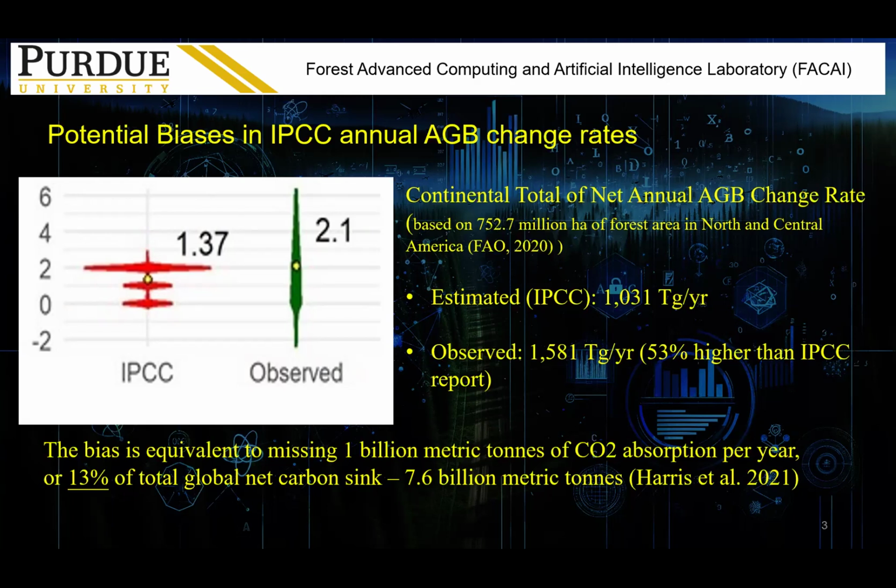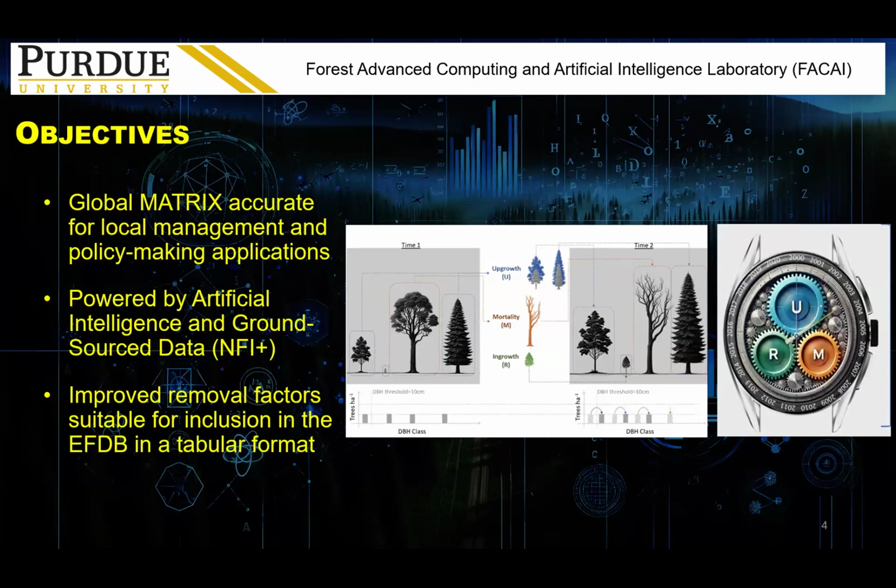So what this says is that if we are relying on the IPCC table at a large scale, the bias could be so huge. Even for the continent of North America, it is worth over 10% of the total global net carbon sink. So keep that in mind.